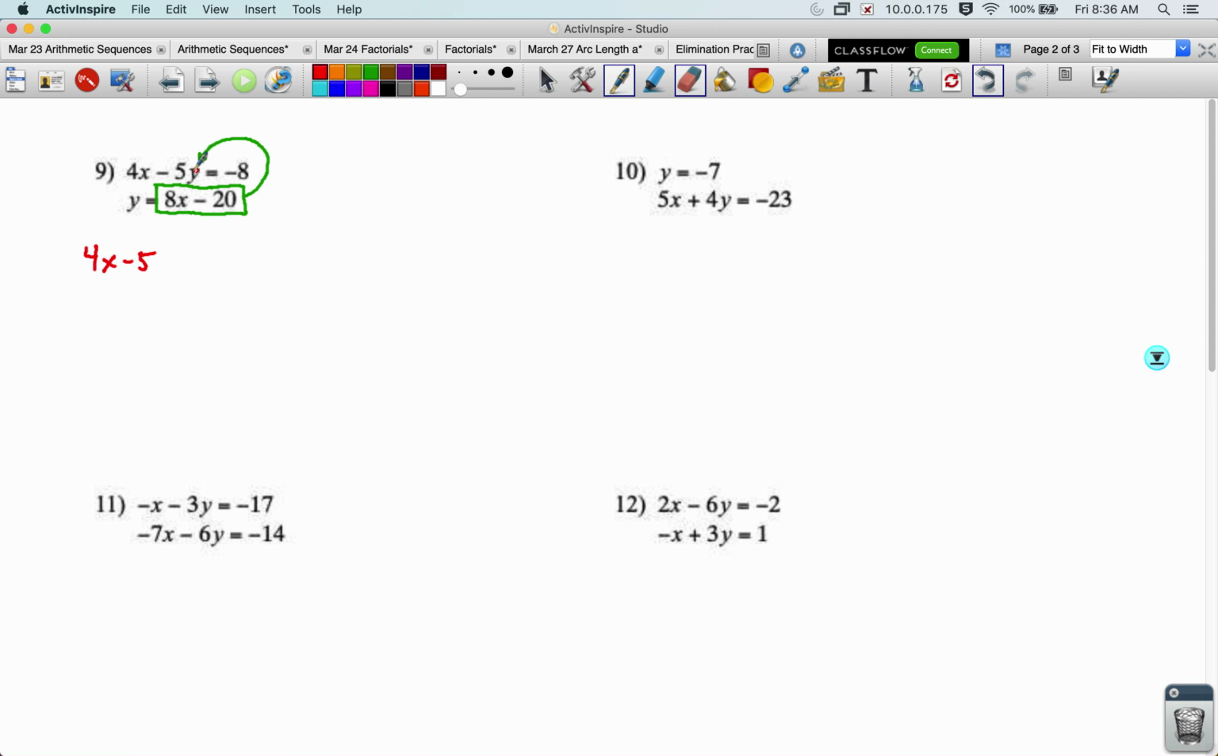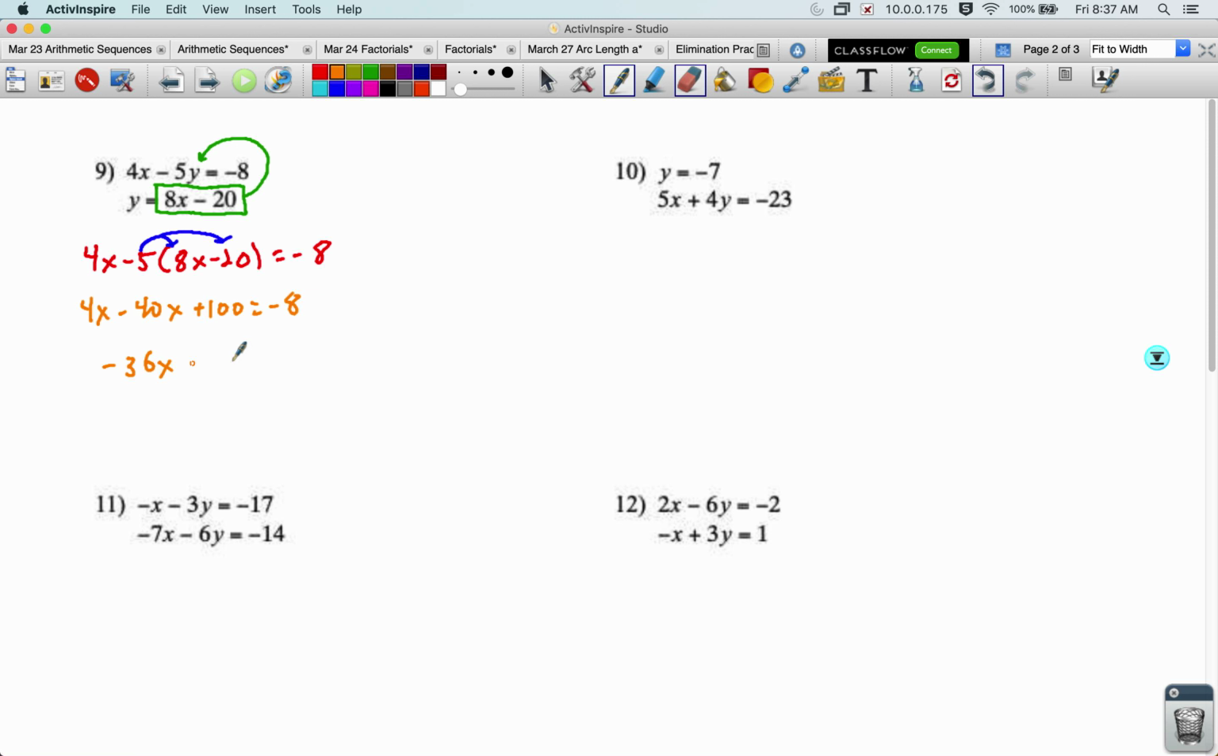4x minus 5y, but y has been replaced with an 8x minus 20. Keep this out of parentheses so we know to distribute. Equals negative 8. Now our only type of variable is an x, meaning we can solve for it. I'm going to distribute that negative 5. I'll get 4x minus 40x plus 100 equals negative 8.